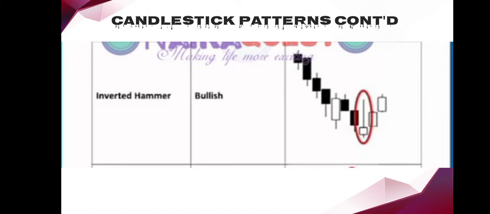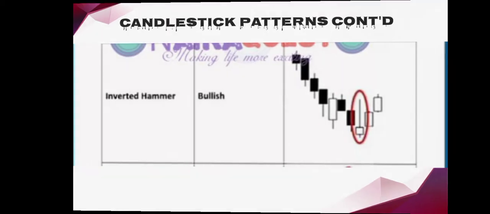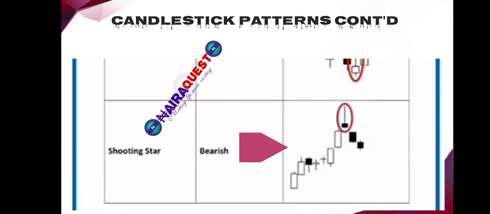And when you see an inverted hammer, it means a bullish trend. And when you see a shooting star, it means a bearish trend. A shooting star is an inverted hammer that forms at the top of the trend. An inverted hammer forms at the bottom of the trend. Don't forget, you can go back and see the inverted hammer form at the bottom of a trend, while the shooting star, which is bearish, forms at the top of the trend.